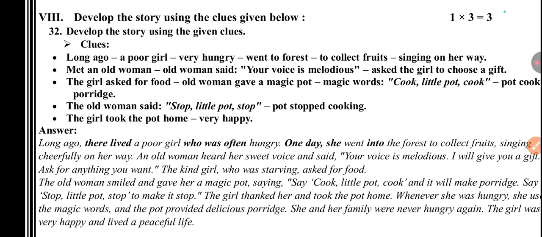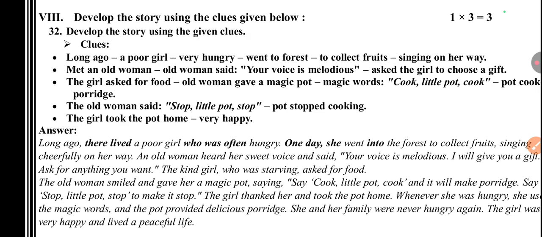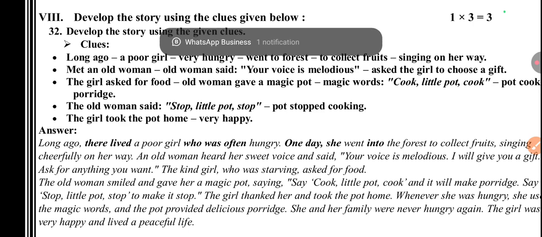Old woman gave a magic pot. Magic words: Cook, little pot, cook. Pot, cook, porridge. The old woman said, "Stop, little pot. Stop." Pot stopped cooking. The girl took the pot home very happy.